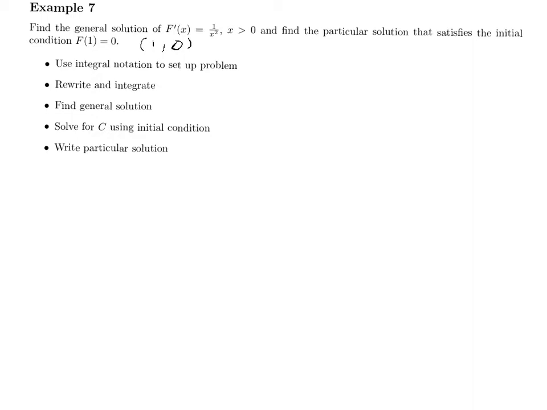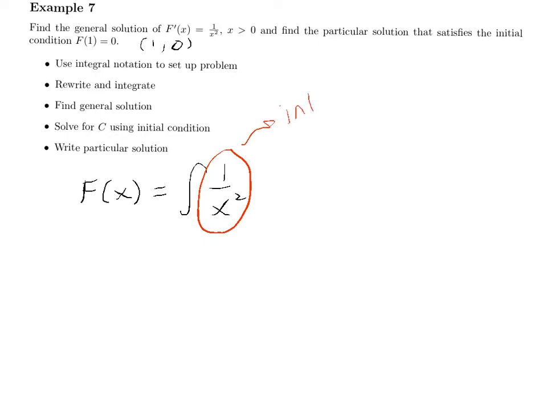So, first thing we need to do is use our integral notation to set up the problem, okay? And so as a reminder, if f prime is given, then if we take the integral, we're solving for big F. So big F equals the integral of 1 over x squared. So 1 over x squared, what's that called? That's our integrand.